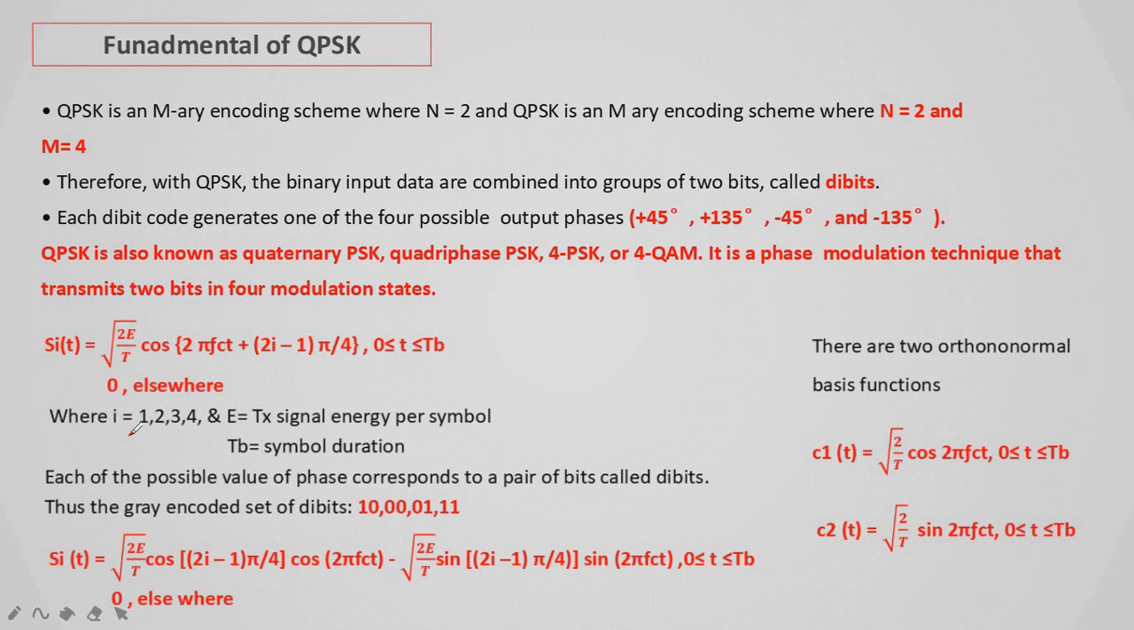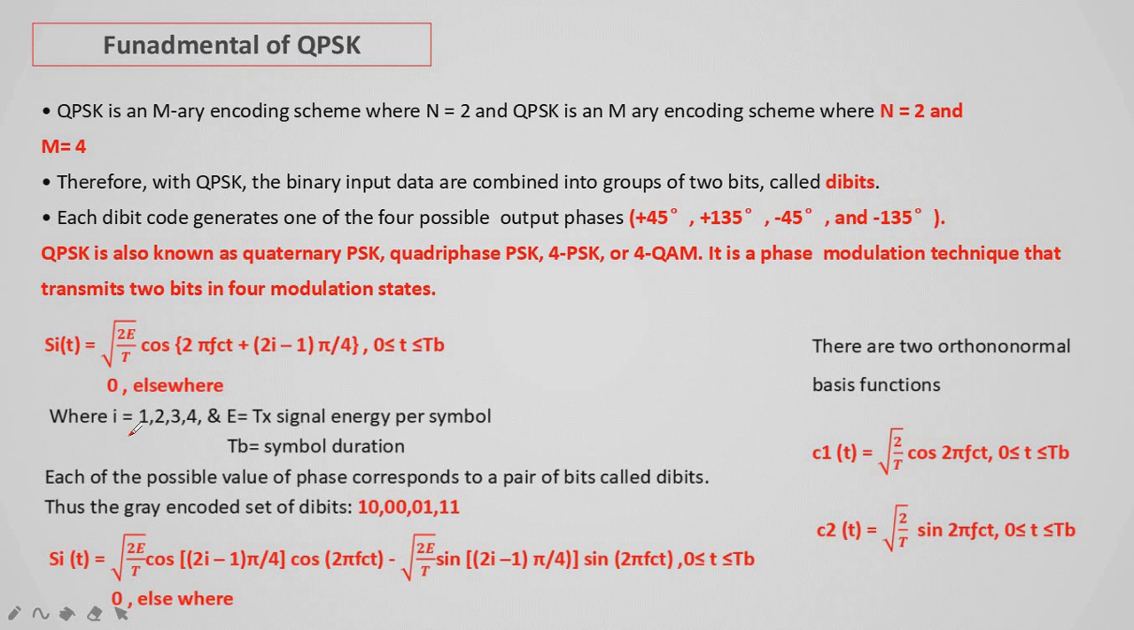Means first, if you assign i equal to 1, then 2 minus 1 is 1, then pi by 4. So the phase shift will identify the 45 degrees. Then if you substitute i equal to 2, then 2 into 2 is 4, 4 minus 1 is 3, so it is 3 pi by 4. That means if you add 90 degrees to your pi by 4, you will get your 3 pi by 4. Similarly, the representation of these signals is going to be identified.